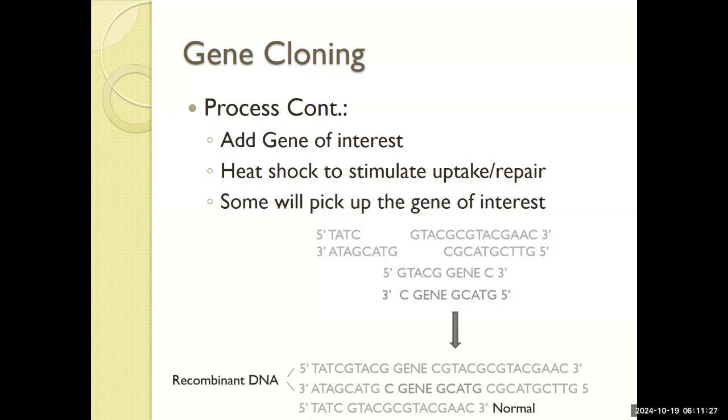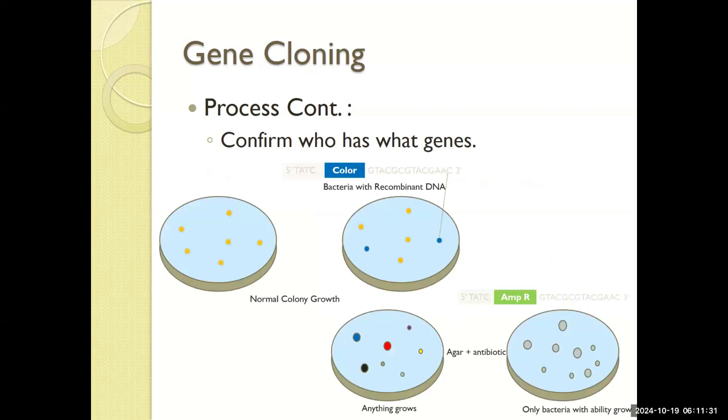In order to confirm who picked up the gene and who didn't, we typically add a tag to the gene of interest, either color or antibiotic resistance. With a color tag, those bacterial colonies will grow a different color. And so we know if you picked up the color gene, then you also picked up the insulin gene.